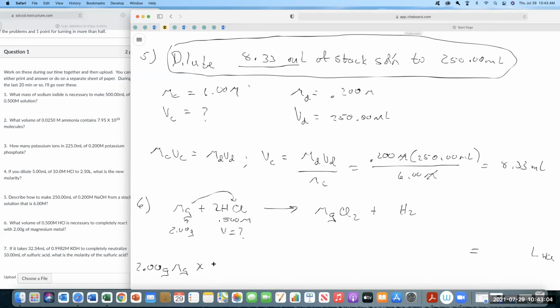Here we're going to use the molar mass because we have grams. So we know 1 mole of magnesium is 24 grams of magnesium. I'm close to the bottom of my page here. All right, we want to get to HCl. We know that there's 2 moles of HCl per mole of magnesium.